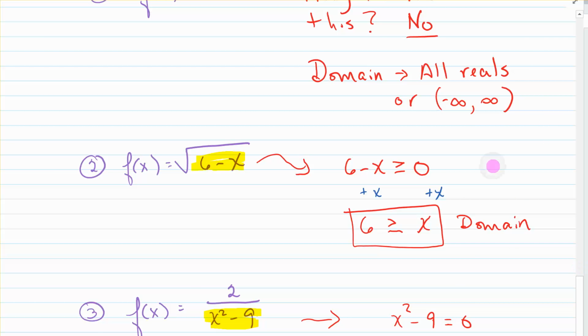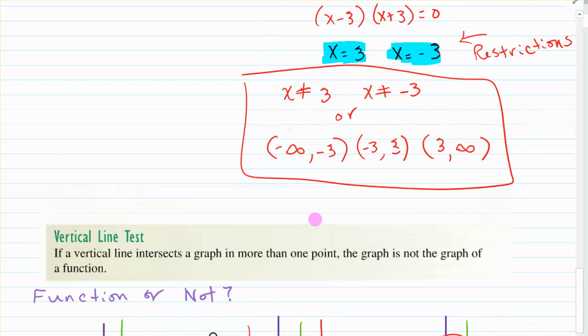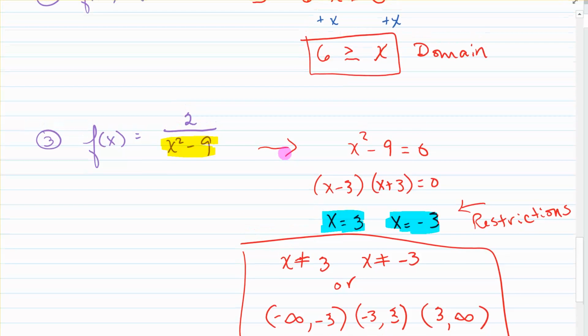All right. Now we'll move up just a little bit. F of x equals 2 over x squared minus 9. Remember that we cannot divide by 0. So the only thing that would be a problem in this one is any number that would make that expression go to 0. So take the bottom, set it equal to 0. In this case, we factor it and get x minus 3 and x plus 3. Solve those. You have x equals 3 or x equals -3. Those are the restrictions on the domain.